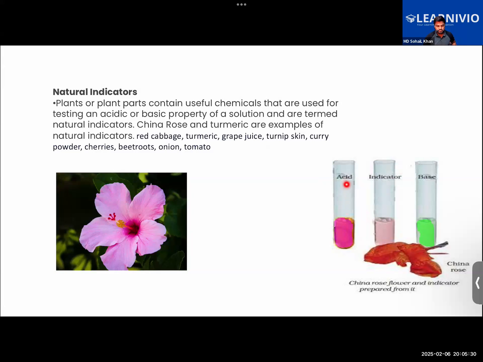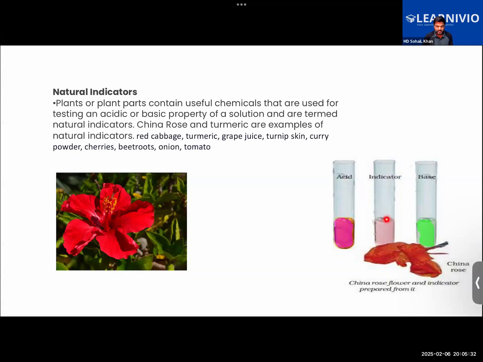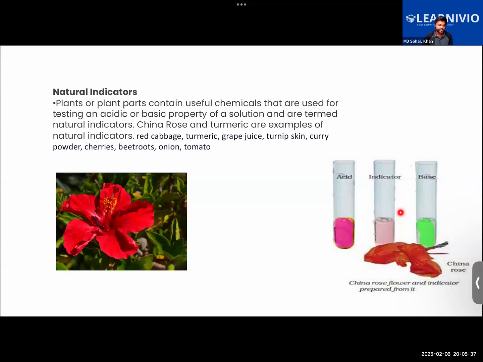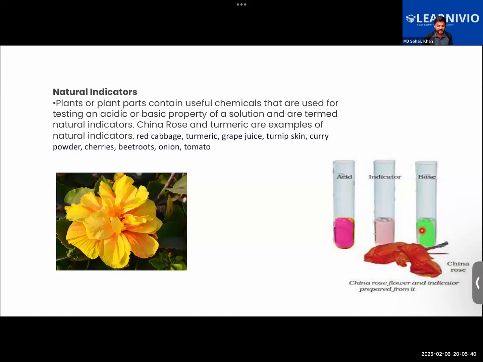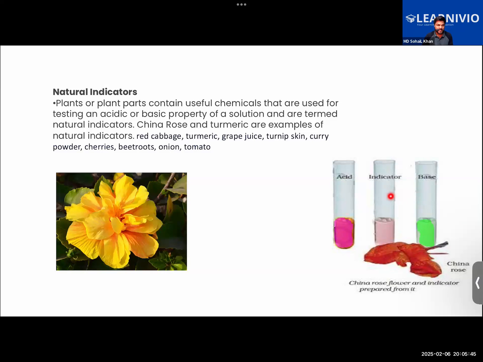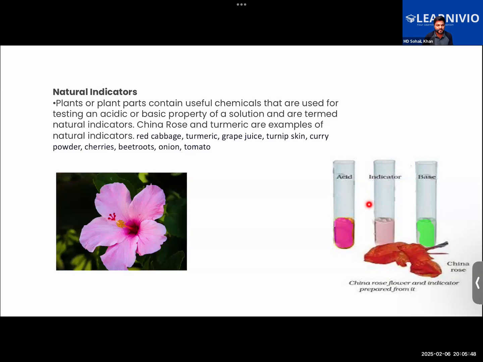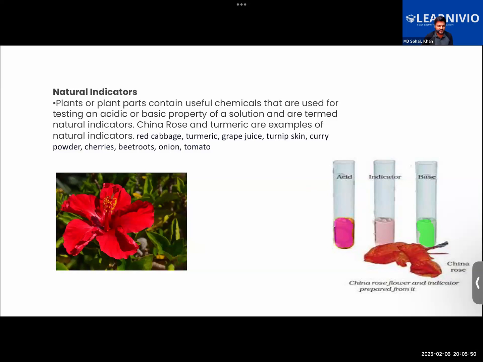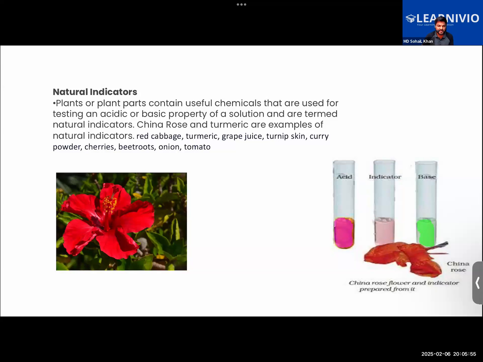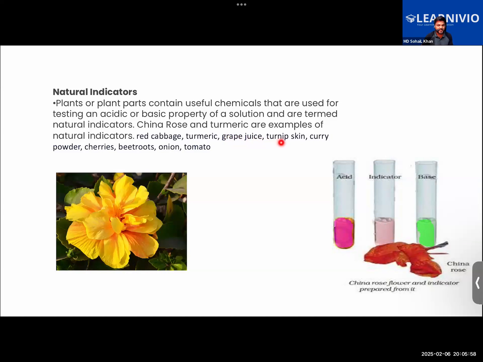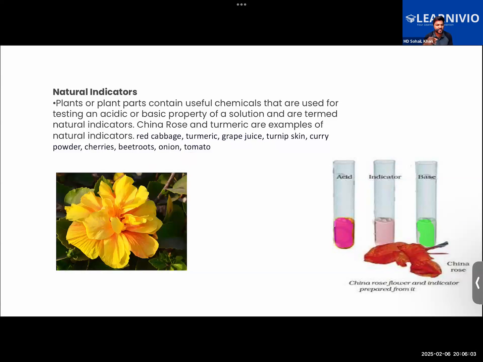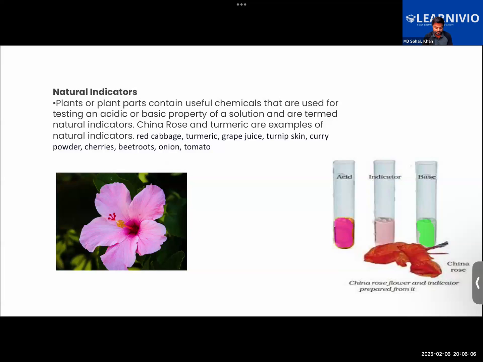When you put a few drops of acid in it, it will turn dark pink. When you add a few drops of a basic substance in it, it will turn greenish in color. So they indicate the acidic and basic nature of the given substance being tested. Apart from this, the red cabbage is also used as an indicator. Even grape juice, the skin of the turnip, curry powder, cherries, beetroot, onion, and tomato can also be used as natural indicators.